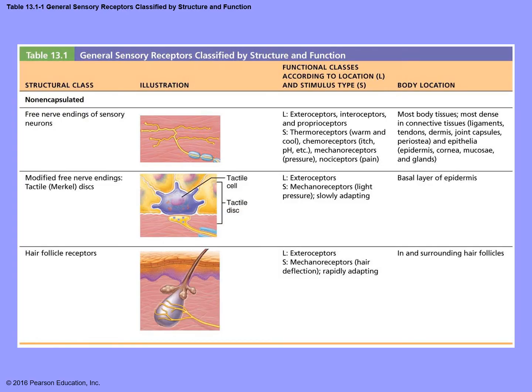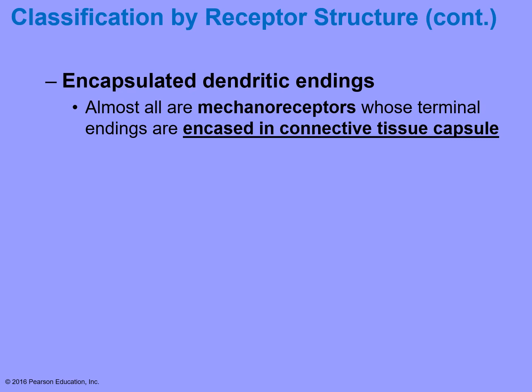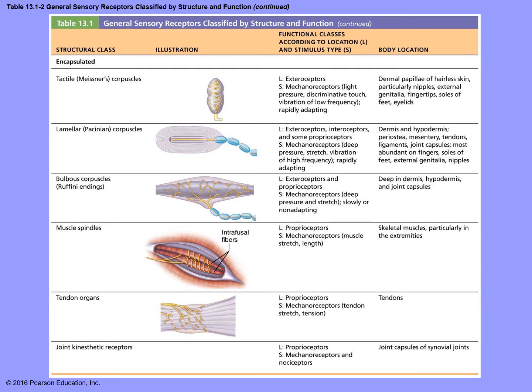And this table is showing an example of some of the receptors as they're classified by structure and function. Showing some of your non-encapsulated here, like your free nerve endings, some modified free nerve endings, your hair follicle. The encapsulated endings are encapsulated dendrites, basically. Almost all of those are mechanoreceptors. And as the name implies, they are encapsulated. So this will include things such as your Meissner's corpuscles, Pacinian lamellar corpuscles, Ruffini's corpuscles, your muscle spindles.